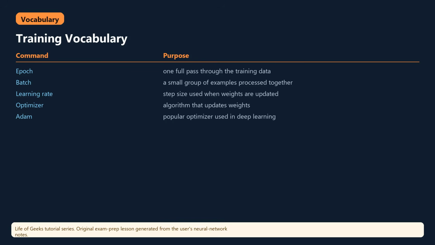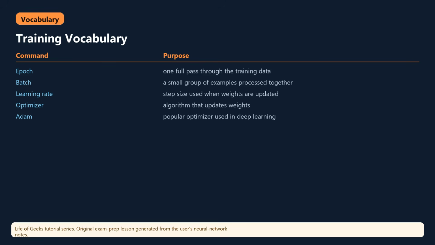Here are 5 training words that often appear in exams and tutorials. An epoch is one full pass through the training data. If the model trains for 10 epochs, it has seen the full training set 10 times. A batch is a smaller group of examples processed together before a weight update.